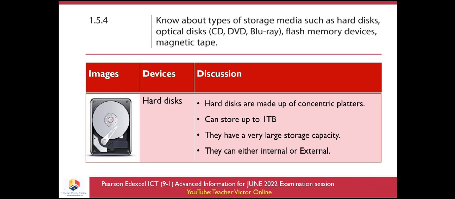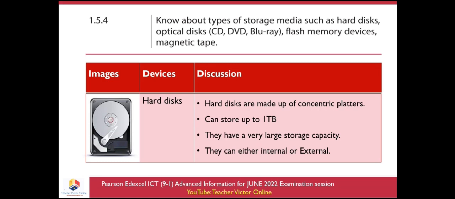Hard disk. The image you are seeing here is an image of a hard disk. This is how it looks like. The hard disks are made up of concentric platters, and it can store up to 1 TB, that is terabytes. And most of them have a very large storage capacity, stretching up to 1 terabyte. And they can either be internal or external.